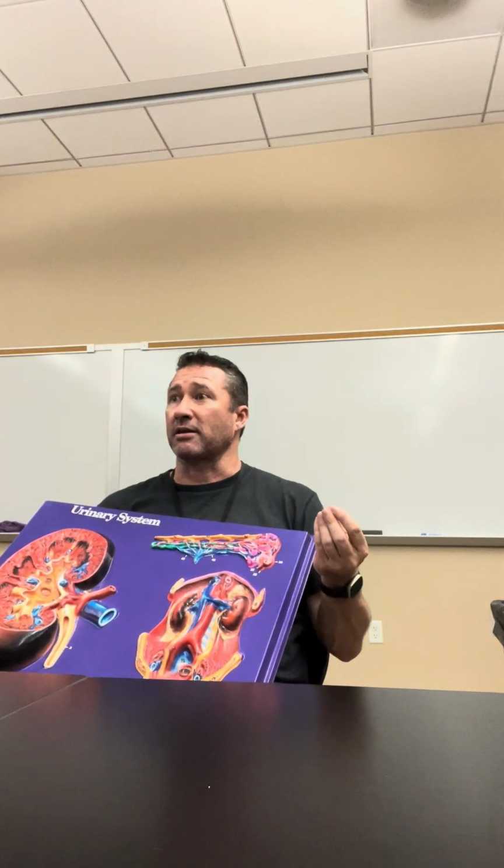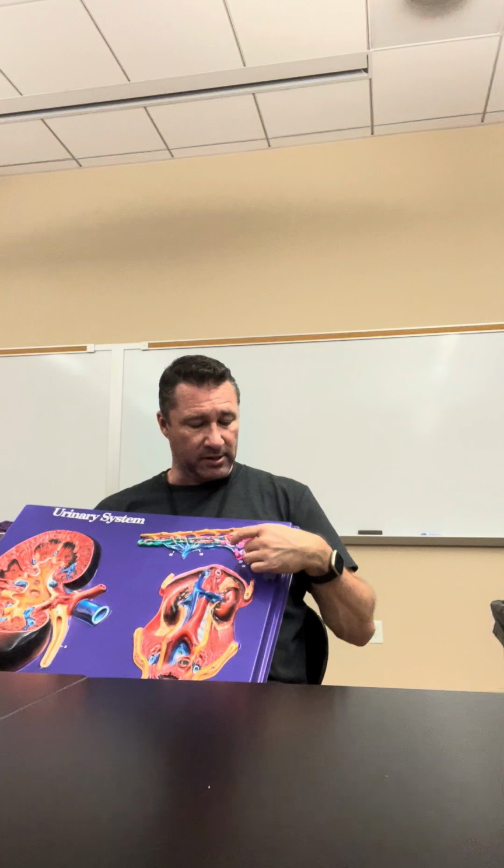Okay? Like we talked about in lecture and Hank talked about last week, initially everything goes out of the bloodstream and into the Bowman's capsule. Okay? So then we selectively reabsorb. Some of it gets selectively reabsorbed in the PCT. Some of it gets selectively reabsorbed in the descending and ascending loop of Henle. And some of it gets reabsorbed in the PCT.